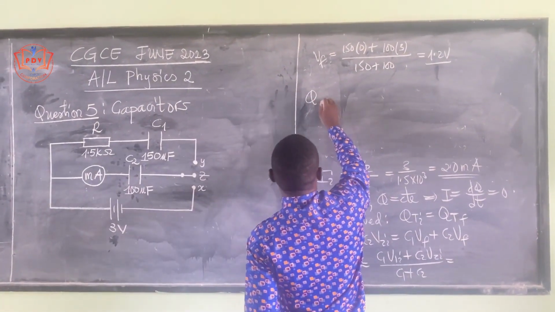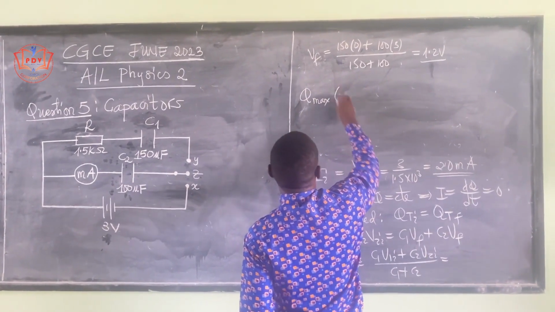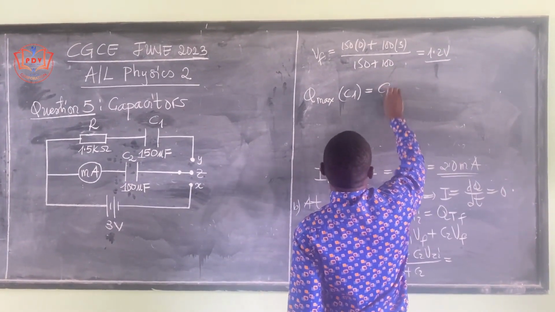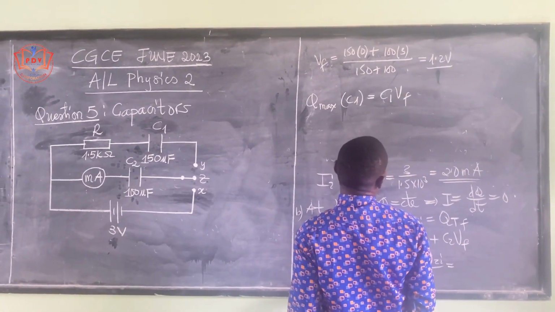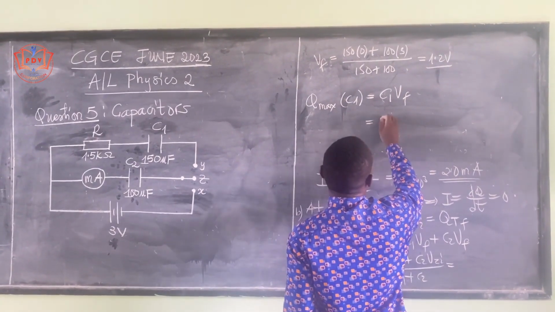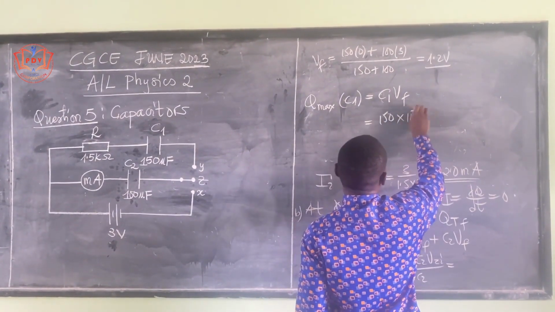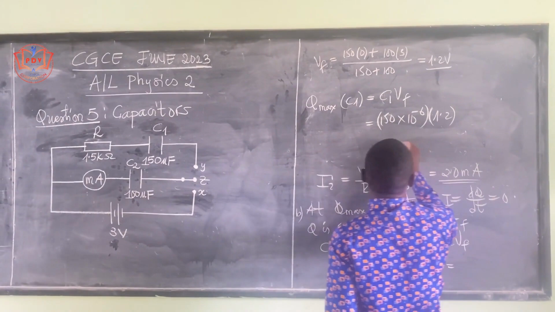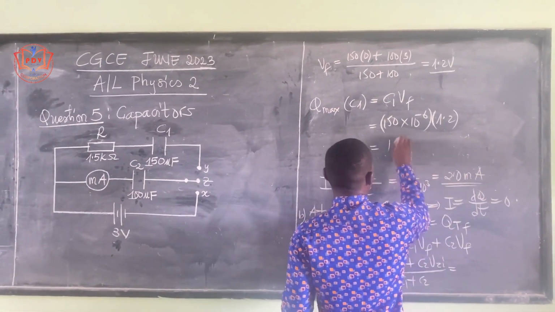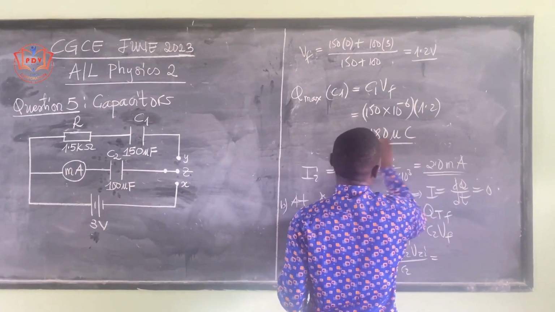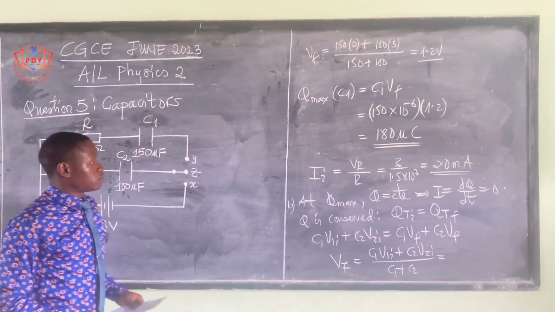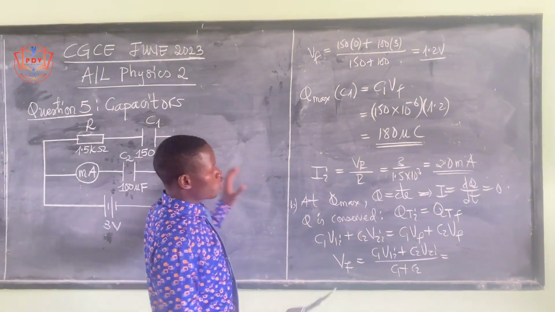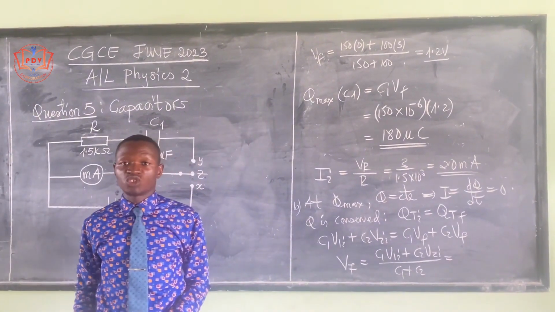From there, the maximum charge, Q max in C1, the 150 microfarad, is given as C1 times the maximum PD. So we have 150 times 10 to the negative 6 times the maximum PD of 1.2 volts, and that gives us 180 microcoulomb. So that is the maximum charge that can be acquired by C1 during the discharging process, and that occurs when the PD across it is 1.2 volts.